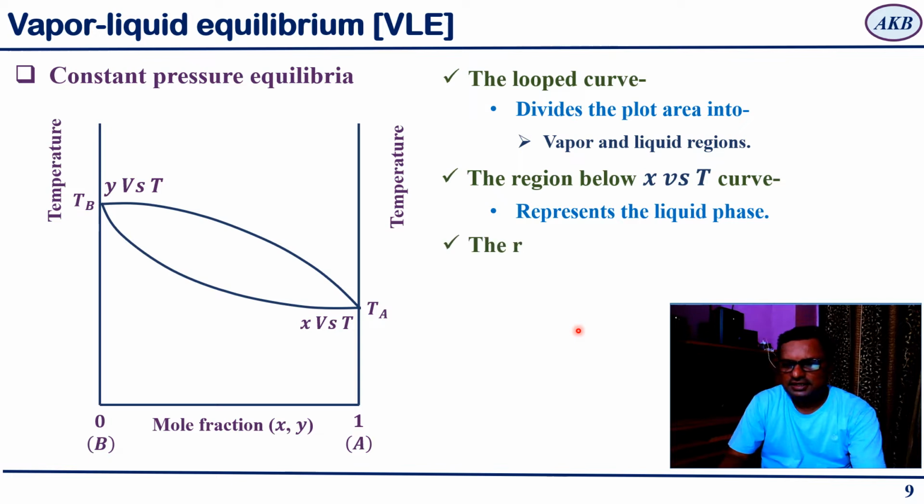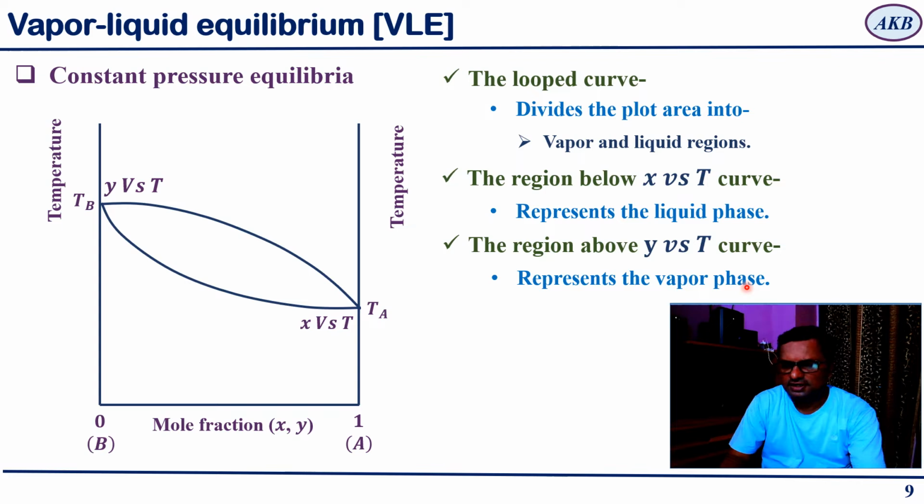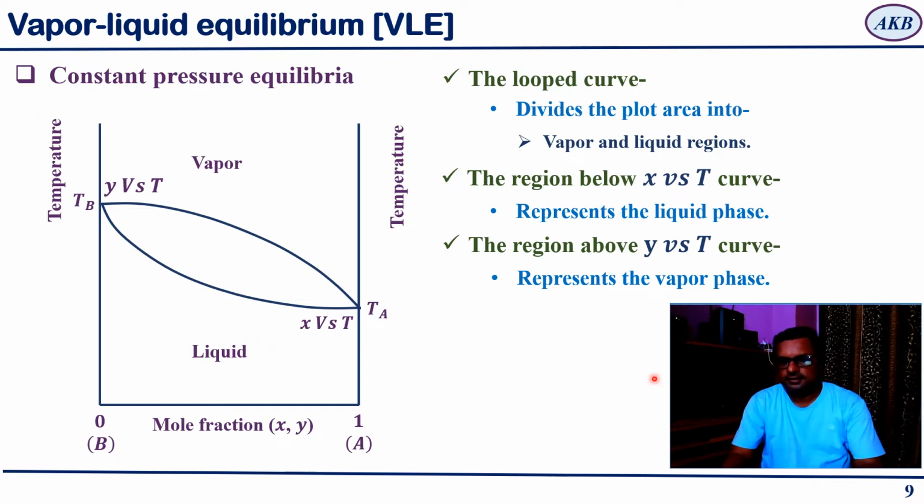Whereas the region above the y versus t curve, that is this curve, represents the vapor phase. Any point above the upper curve will give you the vapor composition and corresponding temperature. So this region is representing the vapor phase, and this region is representing the liquid phase. Now let us move ahead.